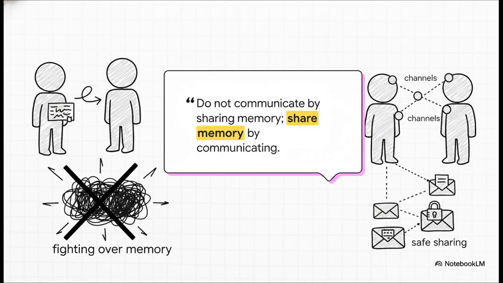This leads to this really elegant philosophy, which was famously said about the Go programming language's concurrency model. Do not communicate by sharing memory. Share memory by communicating. Instead of having a bunch of threads fighting over the same piece of data, you have them pass messages to each other. The communication itself is how you safely share information. It completely flips how you think about building these programs.